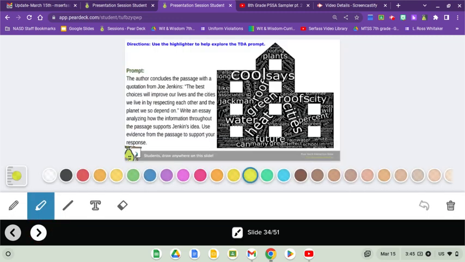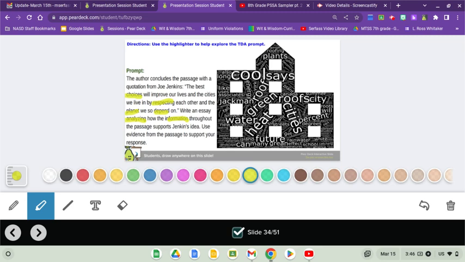Slide 34. So let's go ahead and break down this prompt one last time and see if we can't find any corresponding ideas or words in our word cloud. All right. The author concludes the passage with a quotation from Joe Jenkins. The best choices will improve our lives and the cities we live in by respecting each other and the planet we live on, or we so depend on. Write an essay analyzing how the information throughout the passage supports Jenkins' idea.